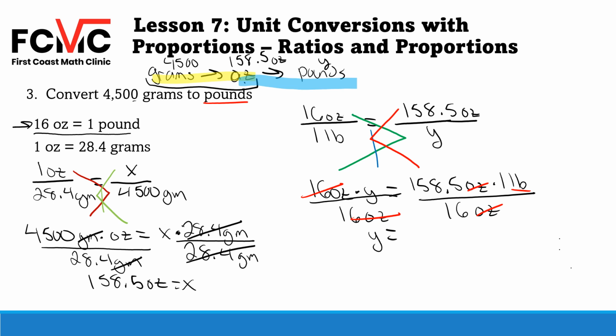we wanted. And when we divide, 158.5 divided by 16 gives us 9.91 pounds. So we converted grams to ounces first, then ounces to pounds. All right, let's do another example.